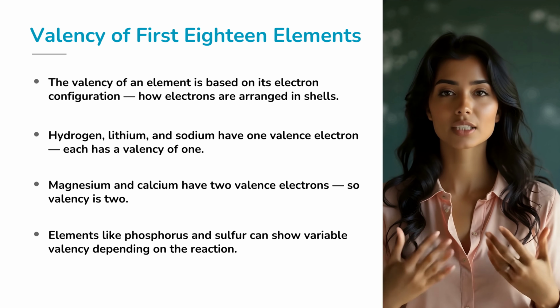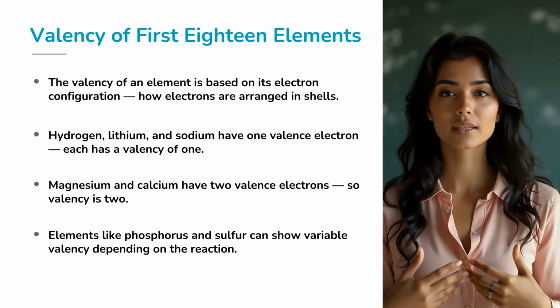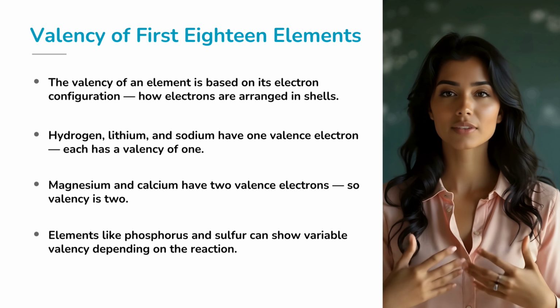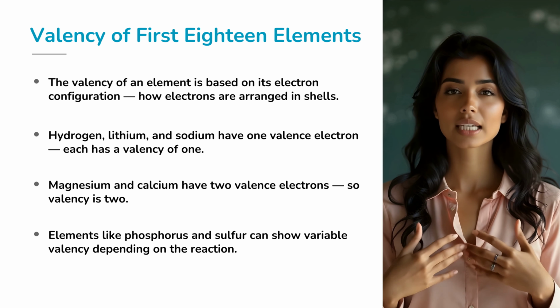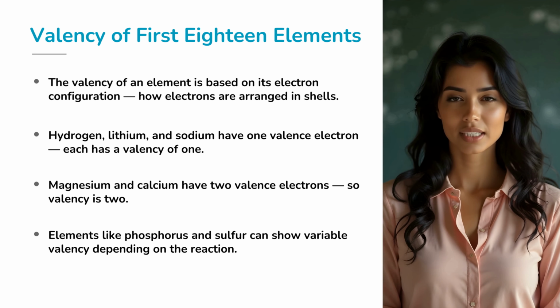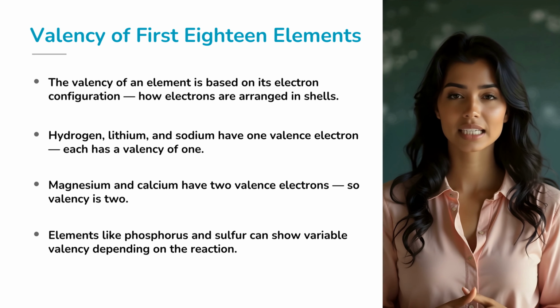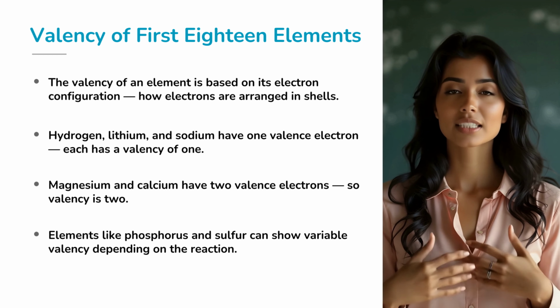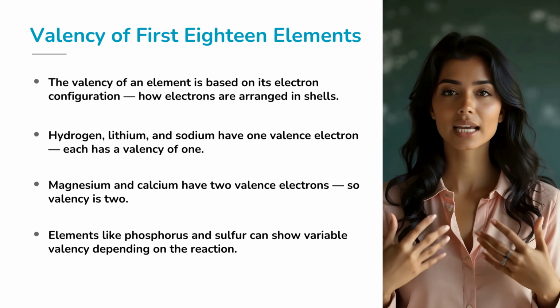Some elements even show variable valency, like phosphorus, which can have a valency of 3 or 5 depending on the compound it's forming. You can refer to table 4.1 in your book for a full list. It gives electron distribution and valency for all the first 18 elements.